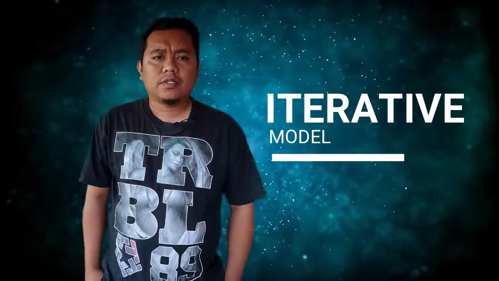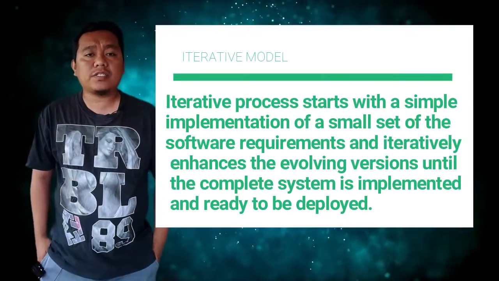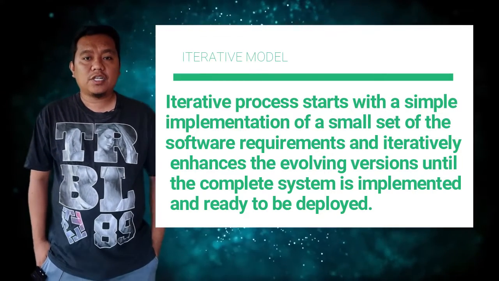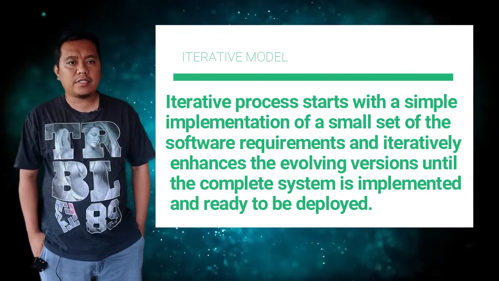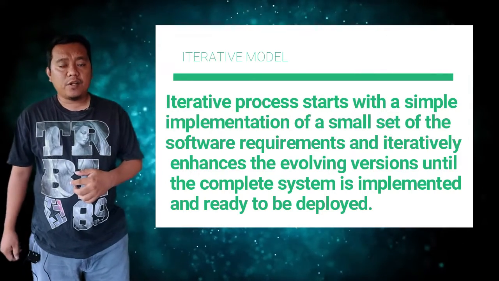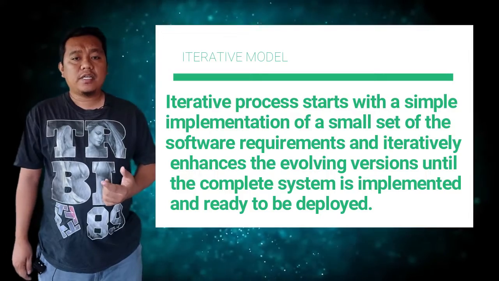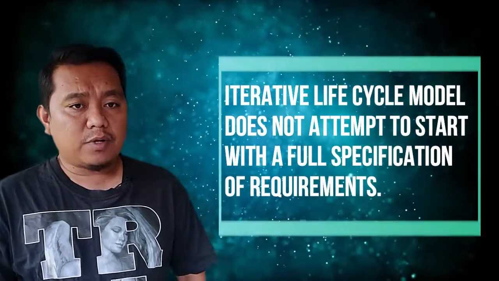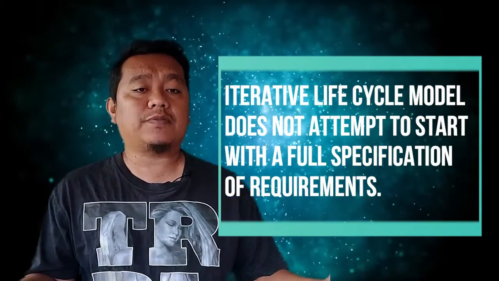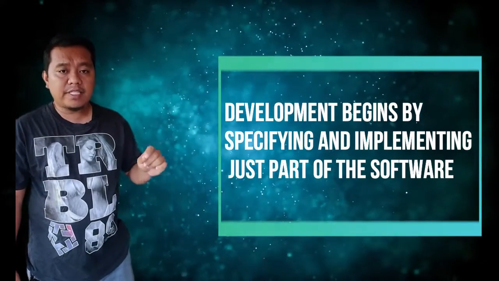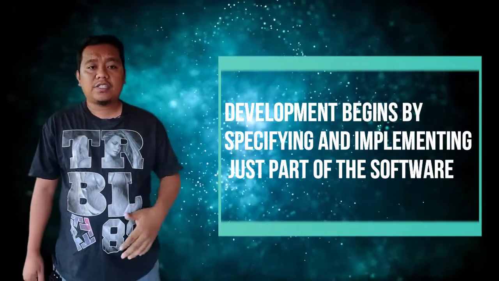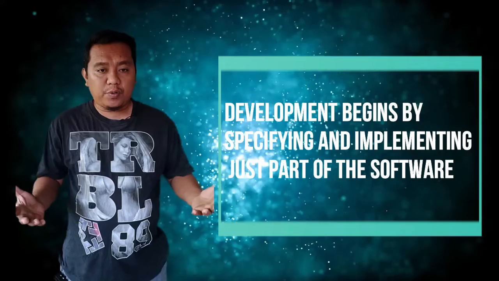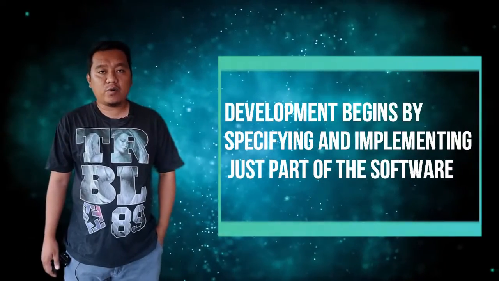Today, I'll be talking about the iterative model. So, the iterative model is the process that starts with a simple implementation of a small set of software requirements and iteratively enhances evolving versions until the complete system is implemented and ready to be deployed. An iterative lifecycle model does not attempt to start with a full specification of the requirements. Instead, development begins by specifying and implementing just part of the software, which is then reviewed to identify further requirements.